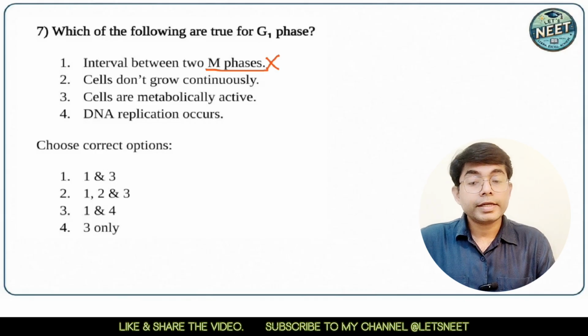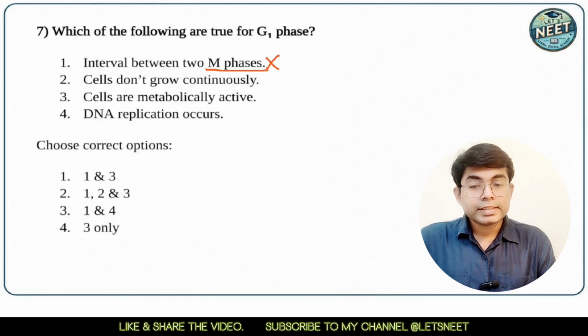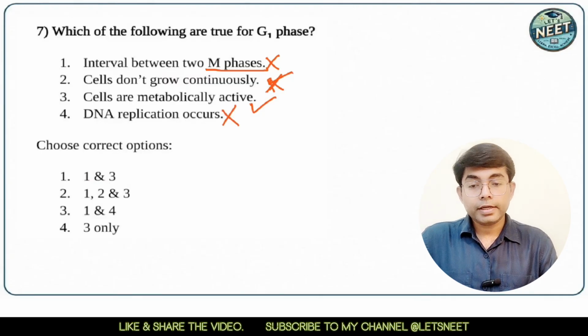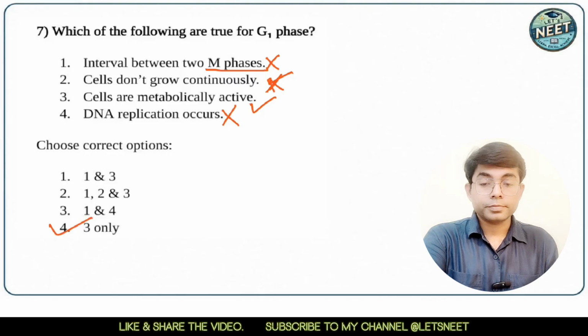Cell do not grow continuously. During G1 phase, cell grows, right? So this is also wrong. Cells are metabolically active. Yes, in G1 phase, cells are metabolically active. DNA replication occurs. This is also wrong, right? So only 3 is the right here. 1, 2 and 4 is wrong.